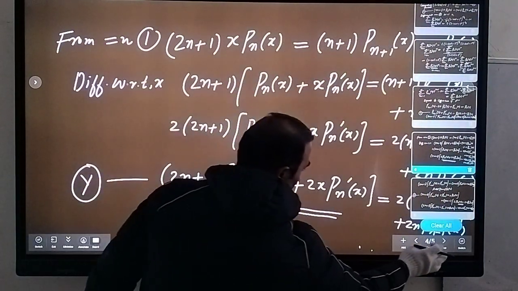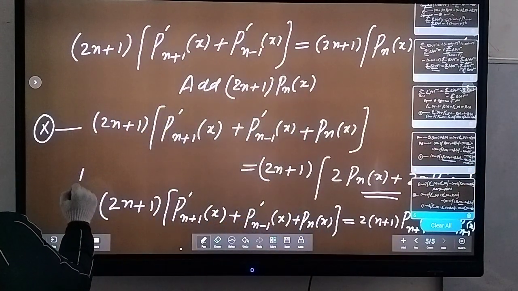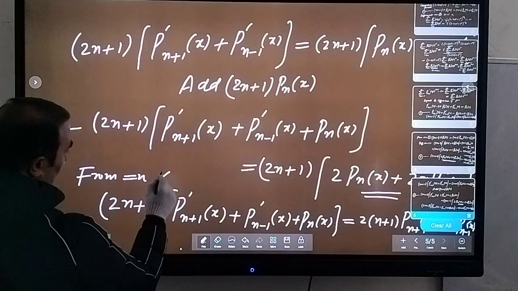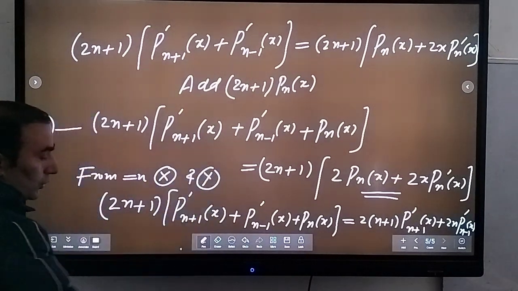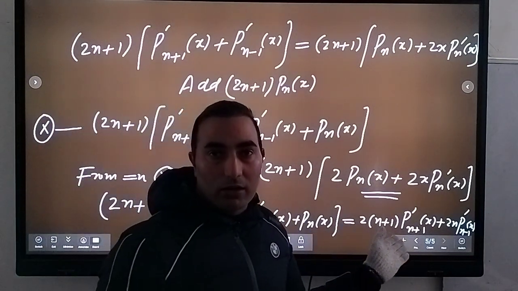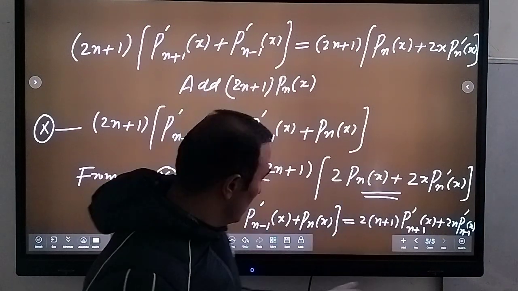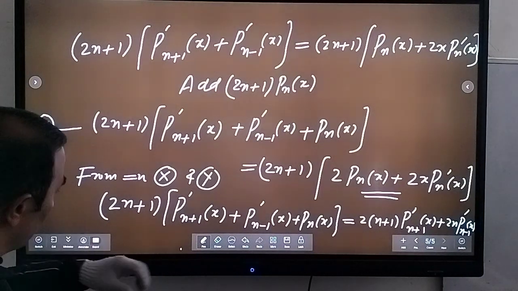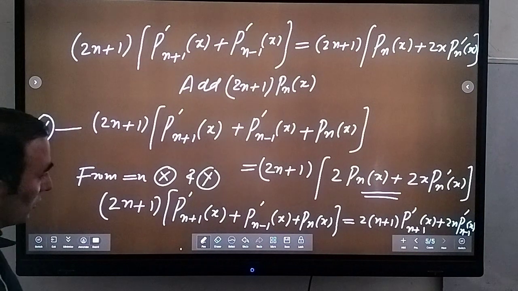So you can write this from equation x. So in case, because the left side of equation x and equation y will be equal, right? So that is what I wrote here. Now we can also modify it a bit, because we have this (2n plus 1) on both sides, and I can write this.